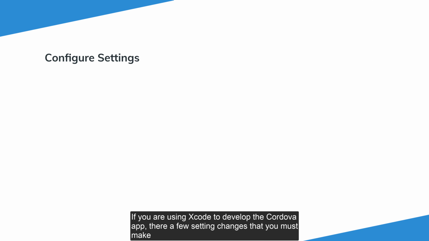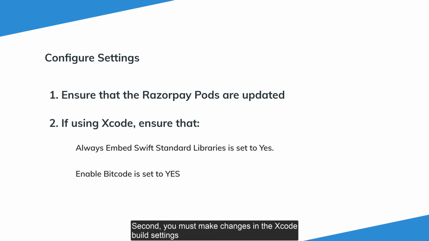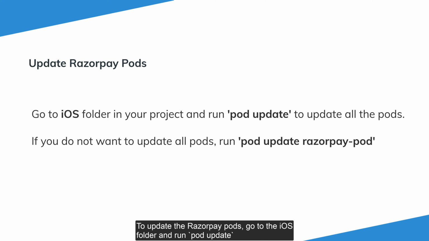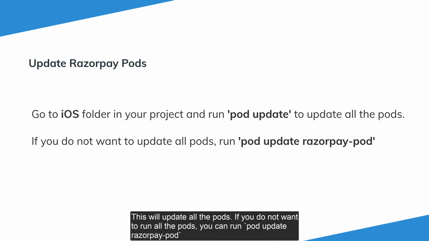If you are using Xcode to develop the Cordova app, there are a few setting changes that you must make. First, ensure that the Razorpay pods are updated. Second, you must make changes in the Xcode build settings. To update the Razorpay pods, go to the iOS folder and run pod update. This will update all the pods. If you don't want to update all the pods, you can run pod update Razorpay pod.